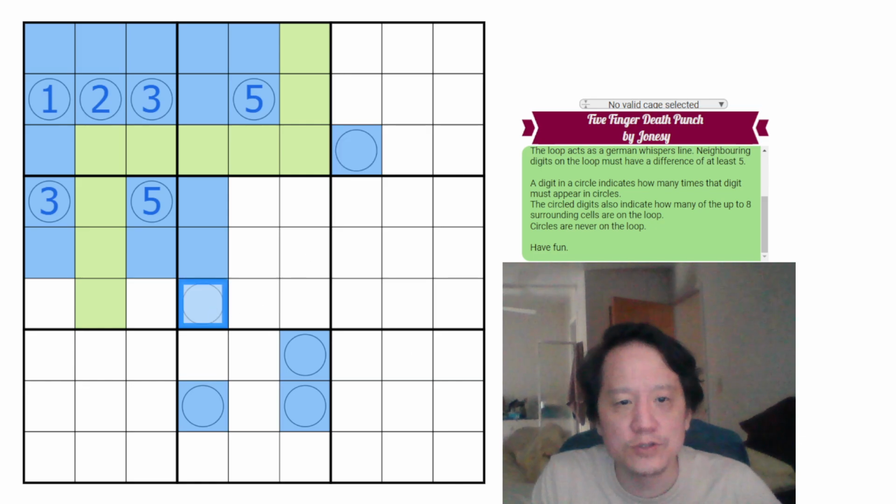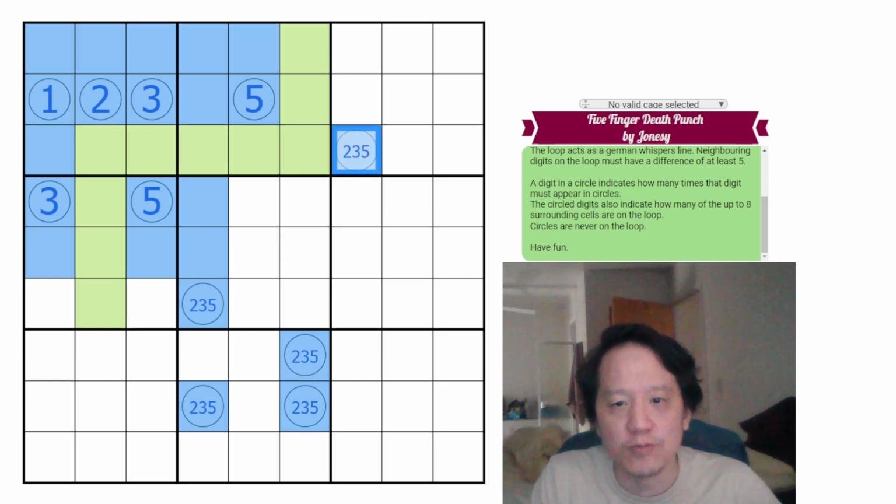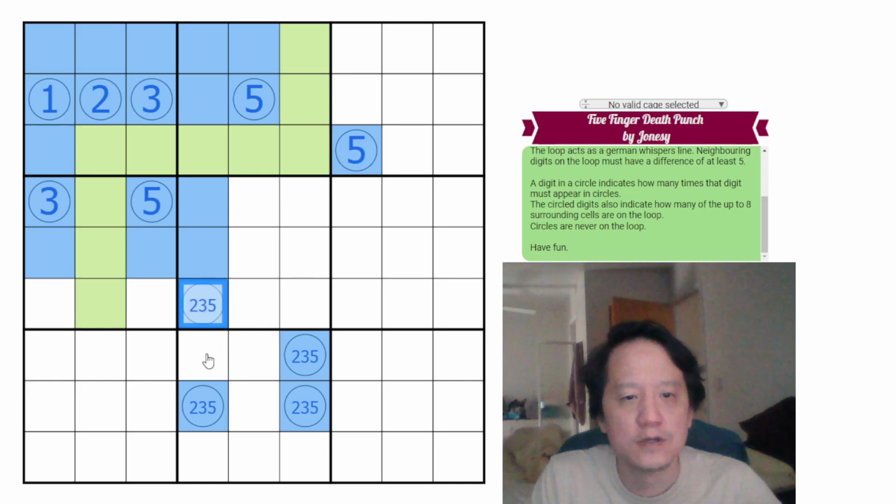Again, this is 1, 2, 3, and 5. So it can't be 1 anymore because the 1 is taken into account. This is 2, 3, 5. This is 2, 3, 5. This is 2, 3, 5. We know one of these has to be 5. One of these has to be 5. Only one and only one can be 5. So that's 4 5s already, but we need a fifth one. So this has to be 5. One of these is 5. One of these is 5.